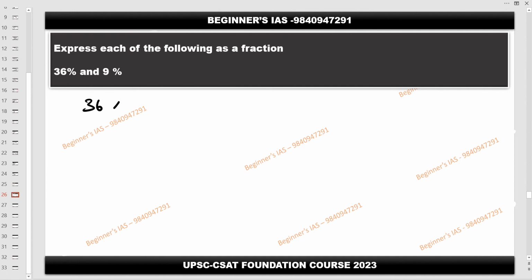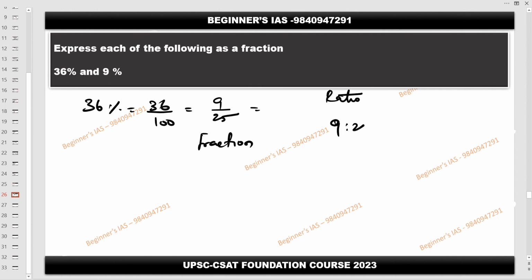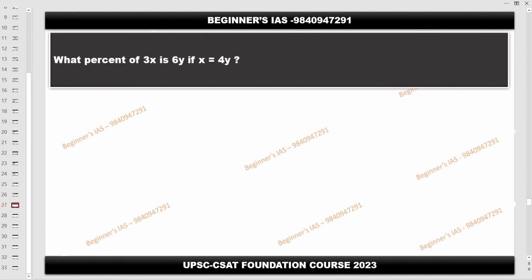So 36 percent is 36 by 100. This is not the simplest form. The simplest form is 9 by 25. This is in terms of a fraction. If the question deals with a ratio, then 9 is to 25. Clear? Then the next one, 9 percent can be written as 9 by 100, which is in the simplest form. Now the next one. Apply the concept I have done previously.